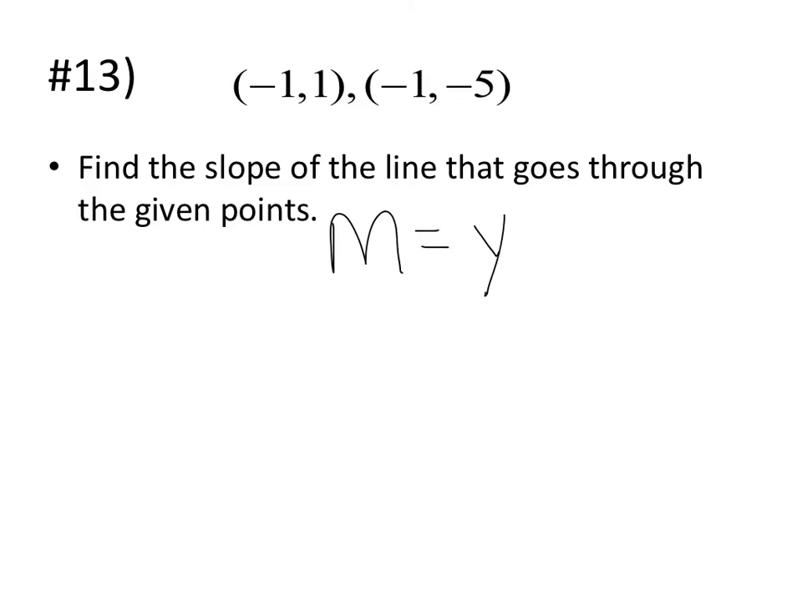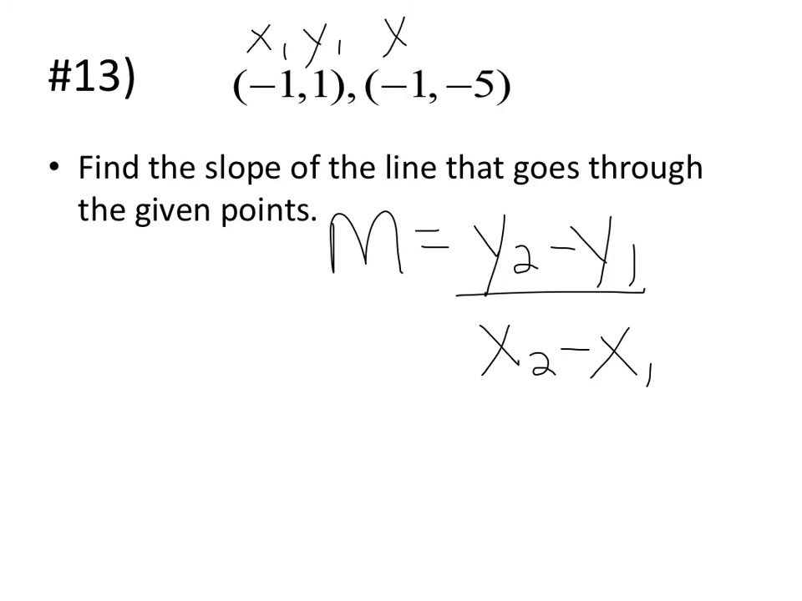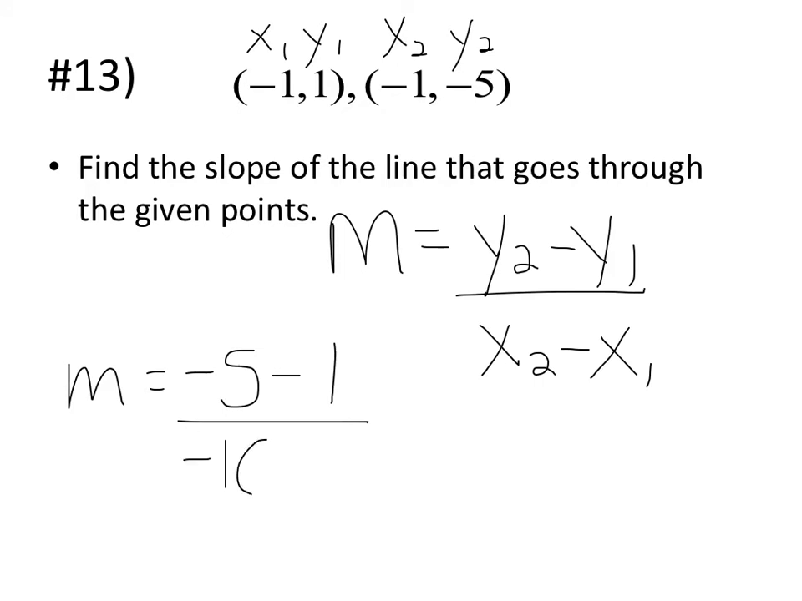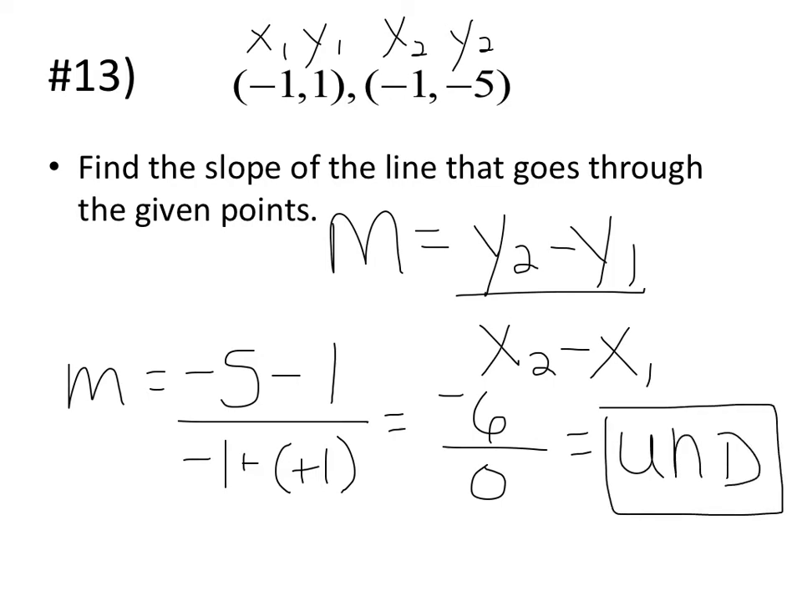M is equal to y2 minus y1 over x2 minus x1, x1, y1, x2, y2. So you have M is equal to negative 5 minus 1 over negative 1 minus negative 1. So you have negative 6 over, add a line, change the sign, 0. Anything over 0 is undefined. You cannot have 0 in your denominator.